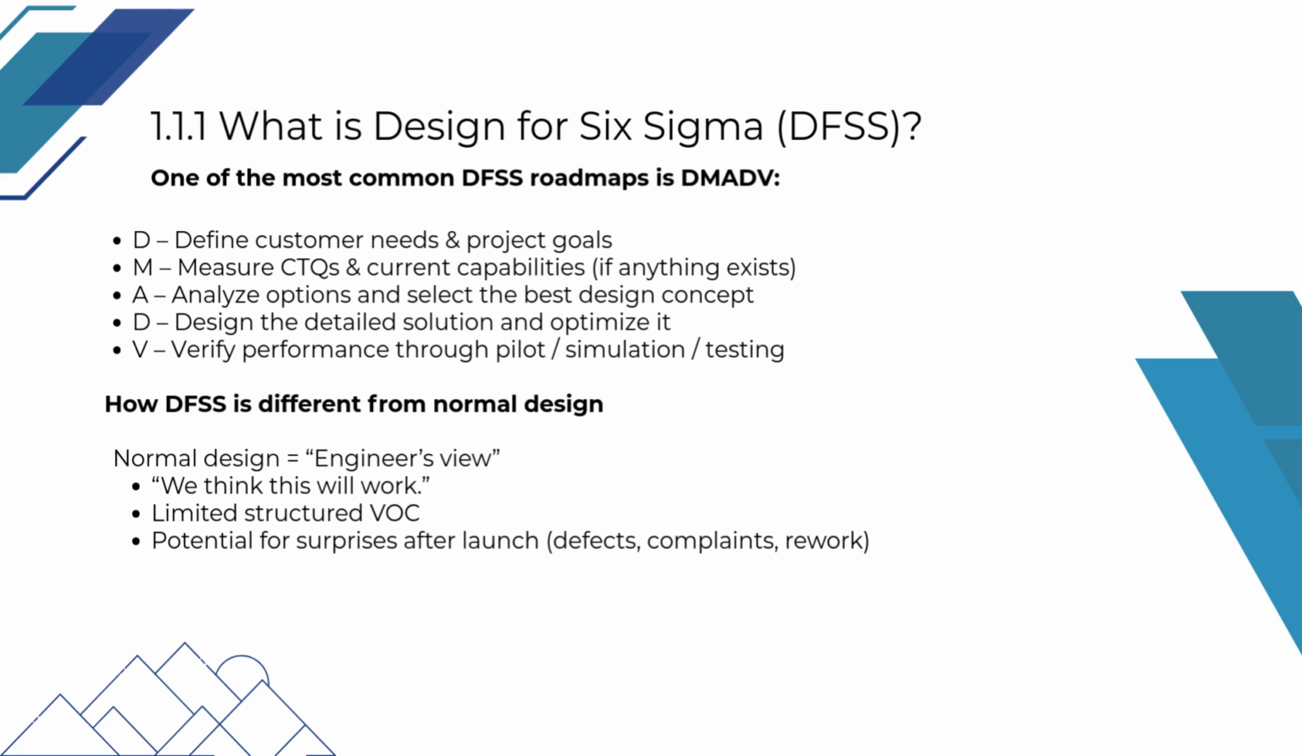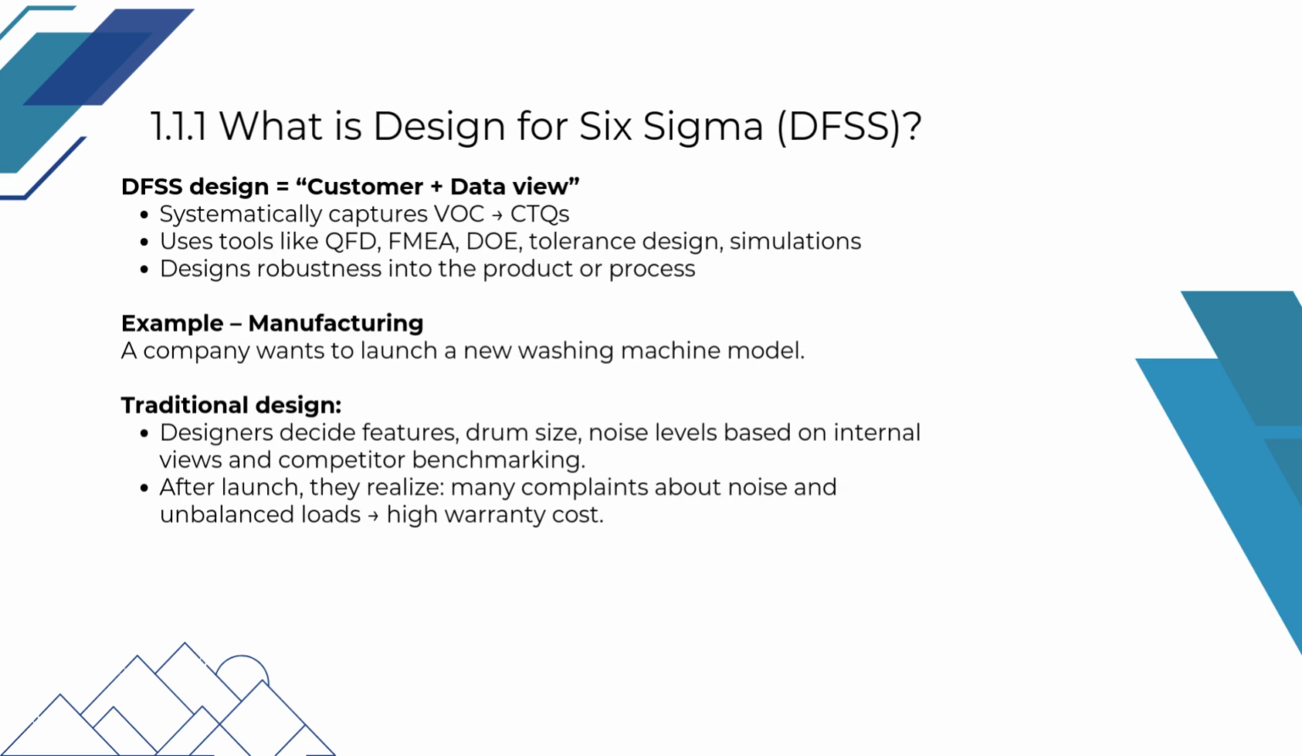1.1.1. What is Design for Six Sigma, DFSS? How DFSS is different from normal design. Normal design equals the engineer's view. We think this will work. Limited structured VOC. Potential for surprises after launch: defects, complaints, rework. DFSS design equals the customer plus data view. Systematically captures VOC and CTQs. Uses tools like QFD, FMEA, DOE, tolerance design, and simulations. Designs robustness into the product or process.